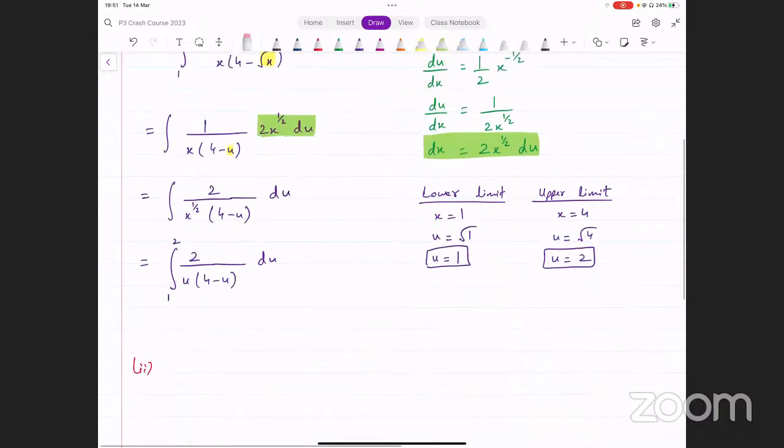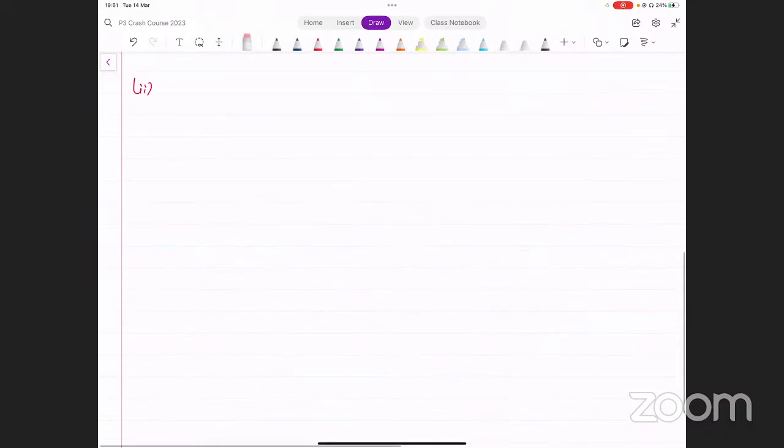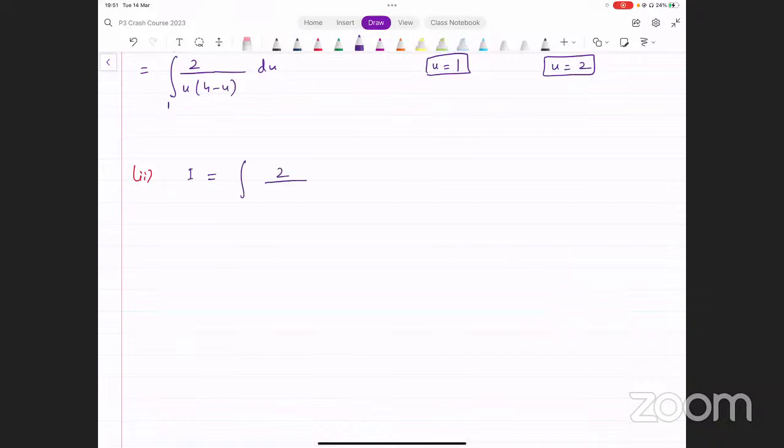So now you need to think about how to integrate this function. This function is I equal to the integral of 2 over u into 4 minus u with respect to u. How do we integrate this now? That's what we need to think about.